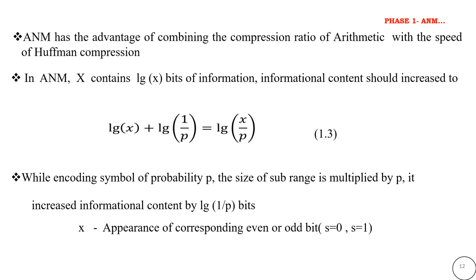The natural number x contains log of x base 2 bits of information. A symbol s of probability p contains log 1 by p bits of information. So the basic idea of ANS is that when a new symbol s is coded, log 1 by p bits of information will be added to the log x bits of information. Here x represents the appearance of the corresponding even or odd bits, s equal to 0 or s equal to 1.